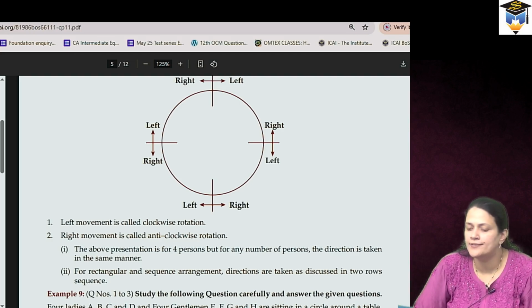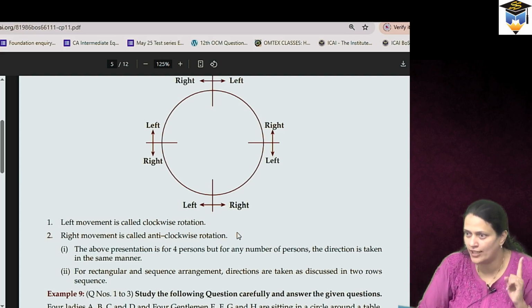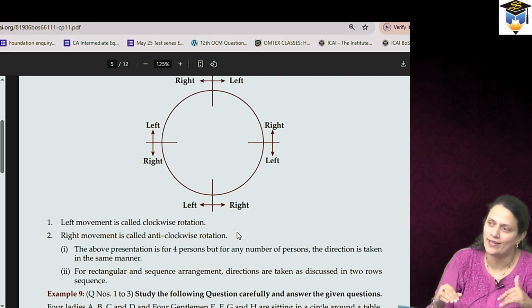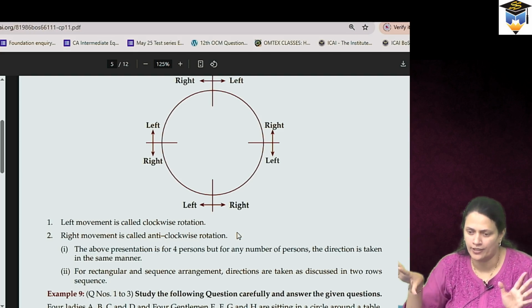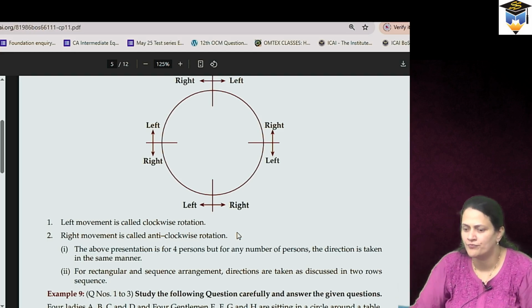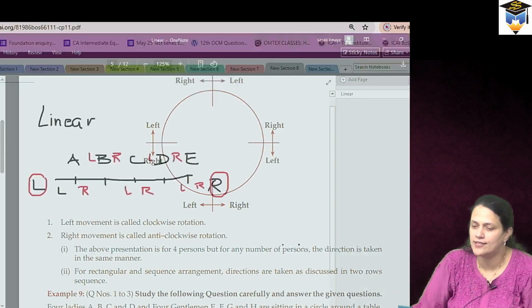Okay, so now let us read it. Left movement is called as a clockwise rotation. This is very important because they will give you the rotation. They are sitting clockwise or they are sitting anti-clockwise. Then in that case you will have to do it accordingly. So left movement is called as clockwise. Right movement is called as anti-clockwise direction. So have you written this down? All of you? Now please write this down, which I am going to write.